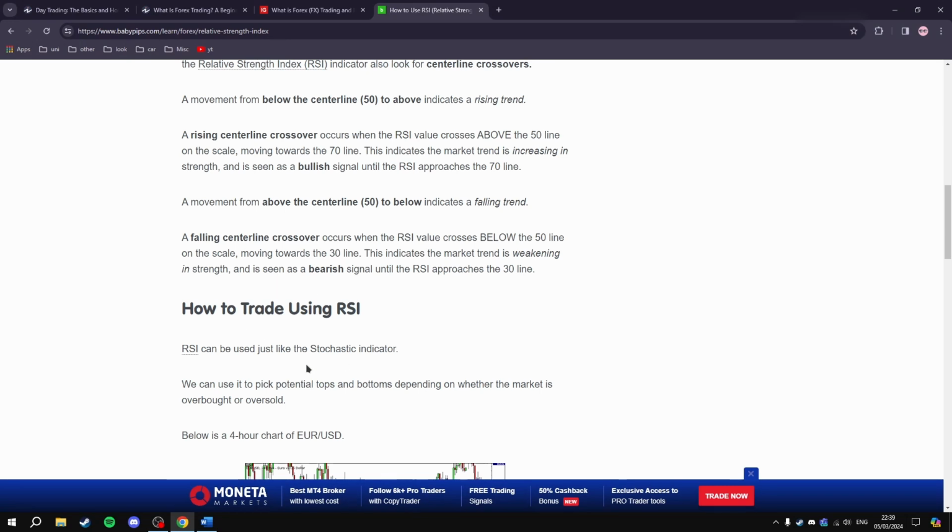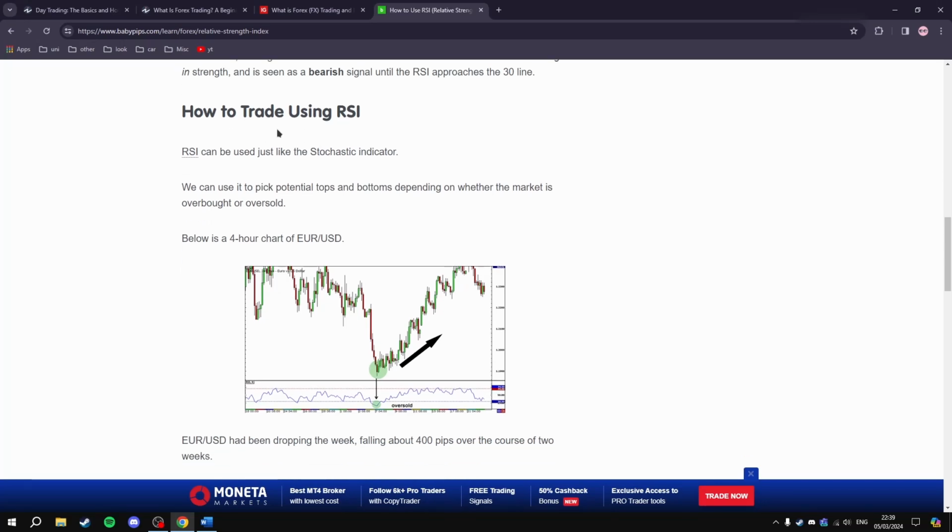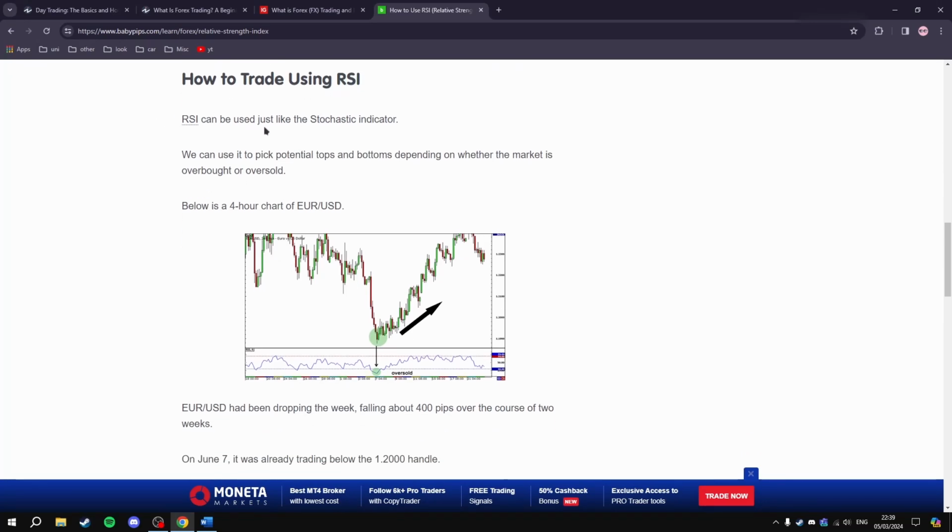And is seen as a bearish signal until the RSI approaches the 30 line. How to trade using the relative strength index. RSI can be used just like the stochastic indicator. We can use it to pick potential tops and bottoms depending on whether the market is overbought or oversold. Below is a 4-hour chart of the Euro USD.